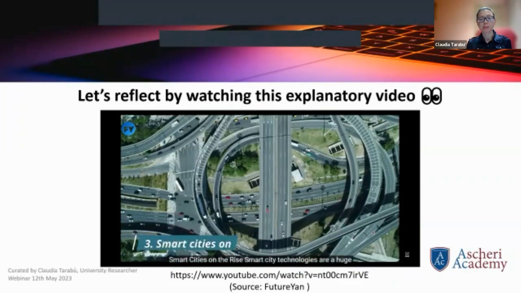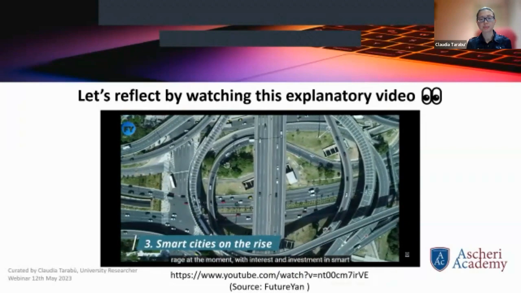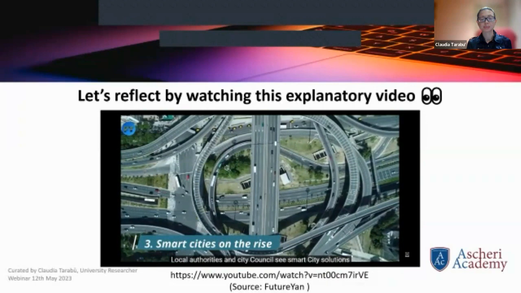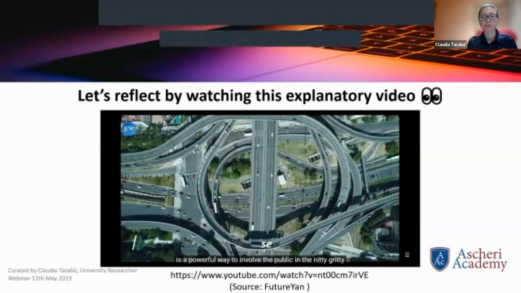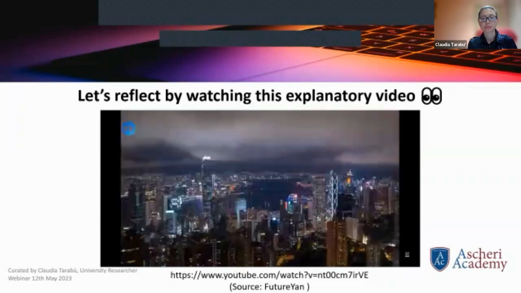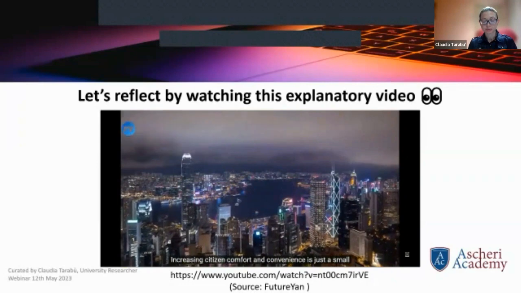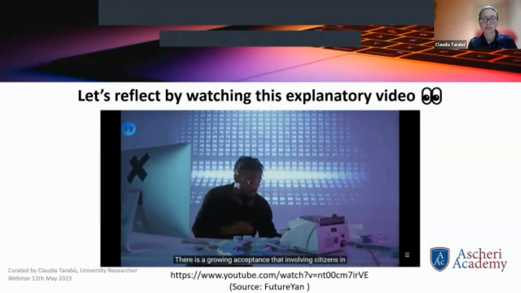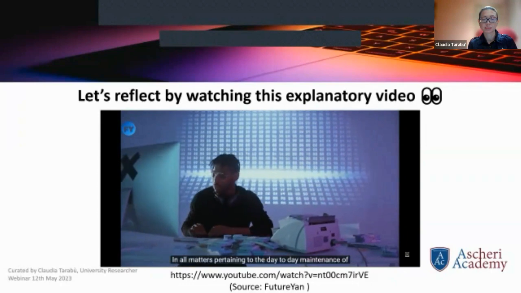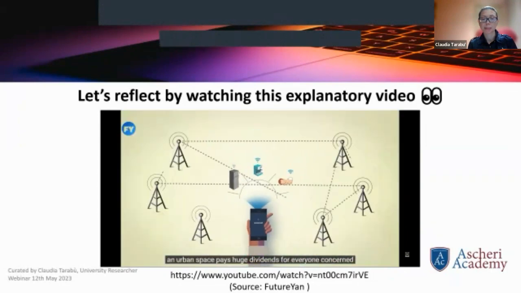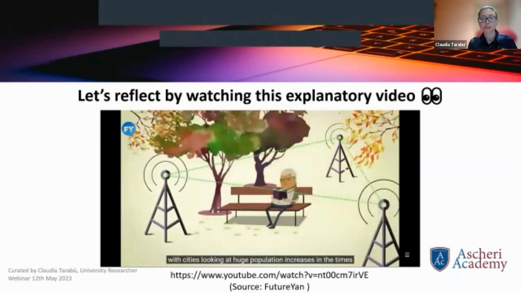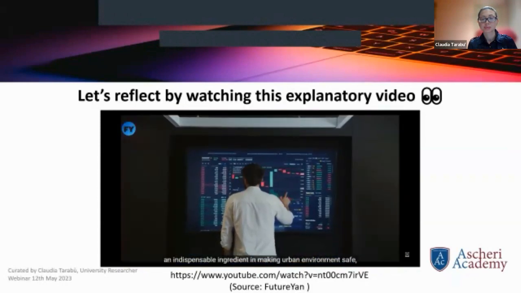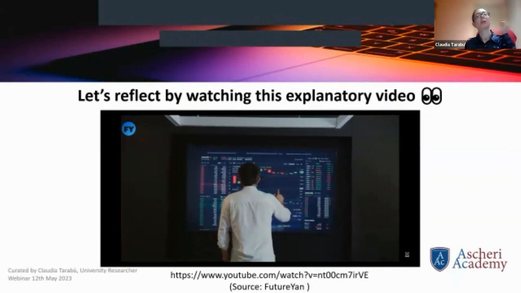3. Smart cities on the rise. Smart city technologies are a huge rage at the moment, with interest and investment in smart city technology slated to skyrocket in the near future. Local authorities and city councils see smart city solutions as a powerful way to involve the public in the nitty-gritty of city administration and upkeep. Increasing citizen comfort and convenience is just a small part of the deal. What we're seeing with smart city projects around the world is a strong emphasis on interactiveness. There is a growing acceptance that involving citizens in a more hands-on fashion, in all matters pertaining to the day-to-day maintenance of an urban space, pays huge dividends for everyone concerned. With cities looking at huge population increases in the times to come, IoT-based smart city solutions will prove to be an indispensable ingredient in making urban environments safe, livable, and ecologically sustainable.